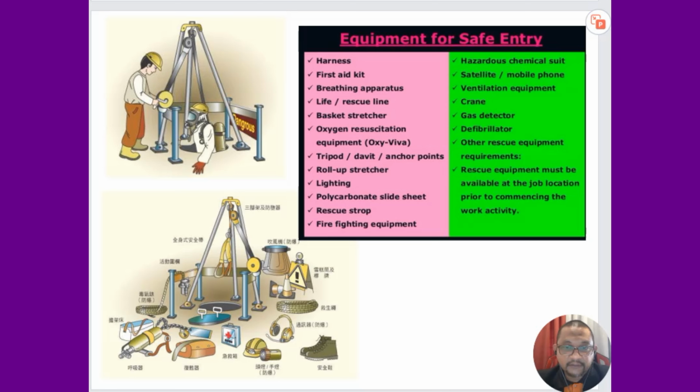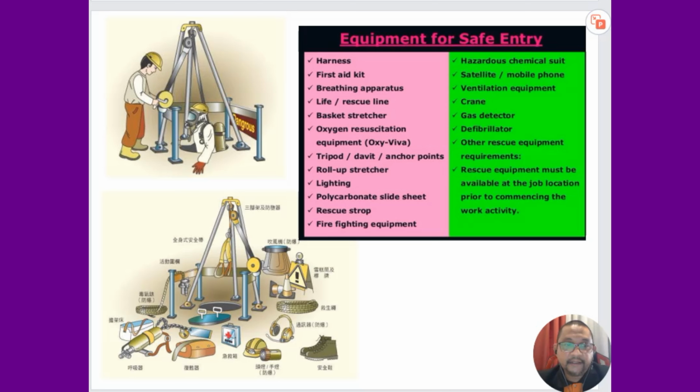Number seven, rescue and emergency equipment. These are such as first aid kits, rescue stretchers, and rescue tripod system. Number eight, lockout tagout, LOTO equipment. Lockout devices and tags ensure the machine or energy sources are properly isolated and cannot be accidentally activated while working inside the space.